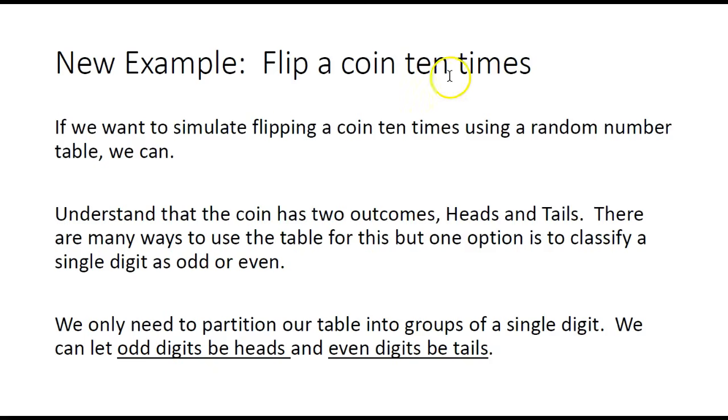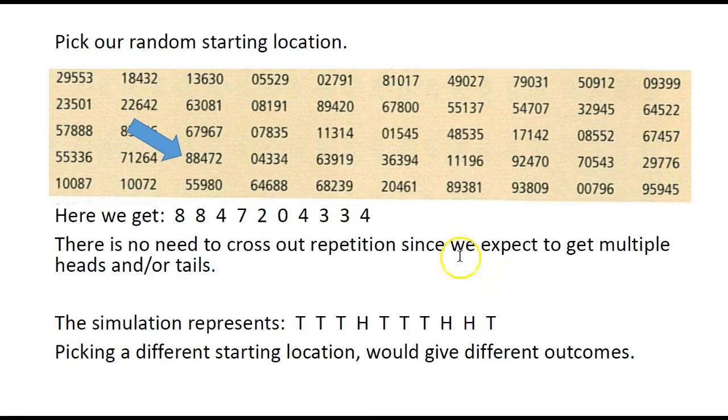In the next example, we will simulate flipping a coin 10 times and recording the results. Since there are only 2 outcomes per flip, I choose to use a single digit per flip. I will let odd be heads and even be tails. Here I get a list of 10 digits. I do not have to mark any out in this case. At the bottom, I convert the digits over to heads and tails.